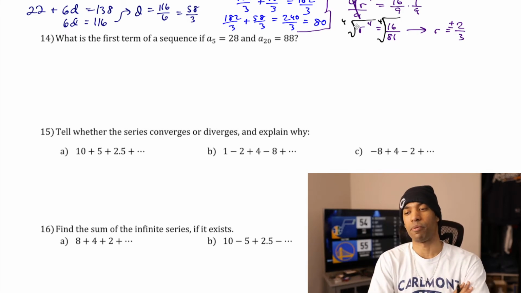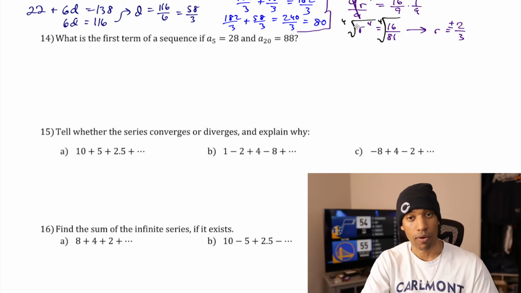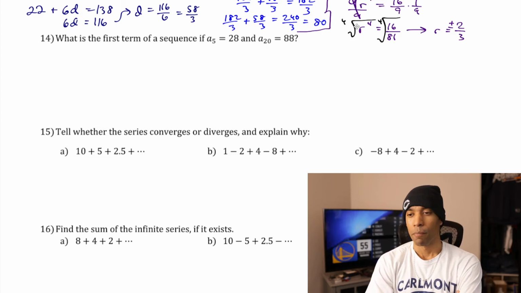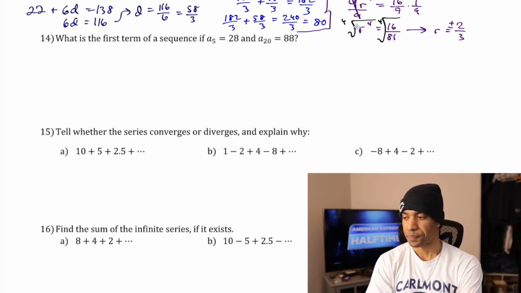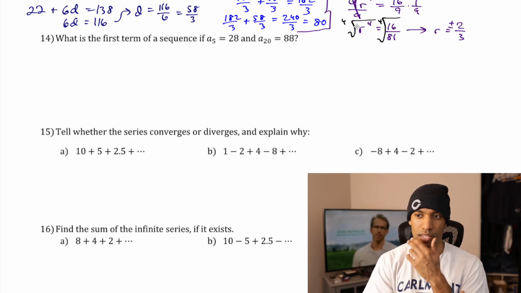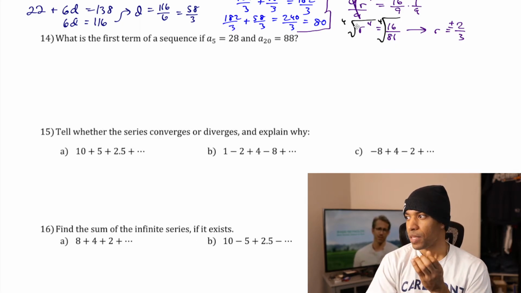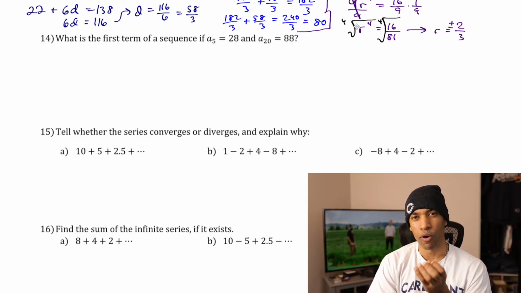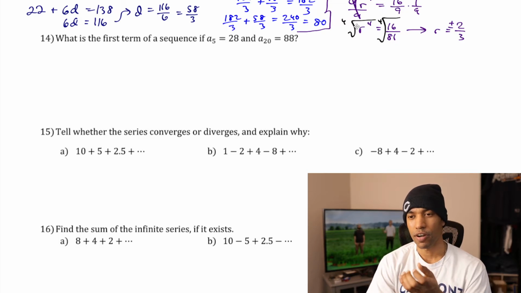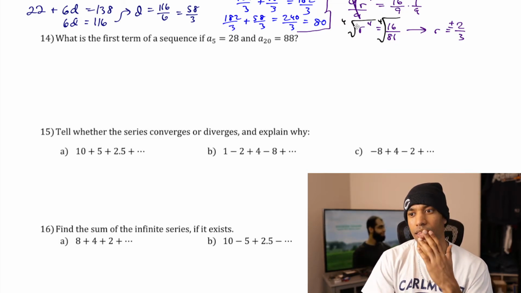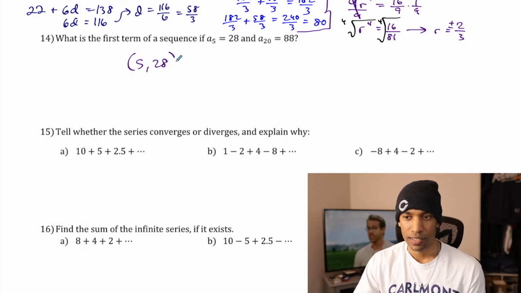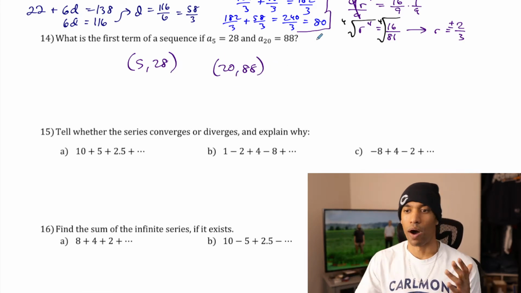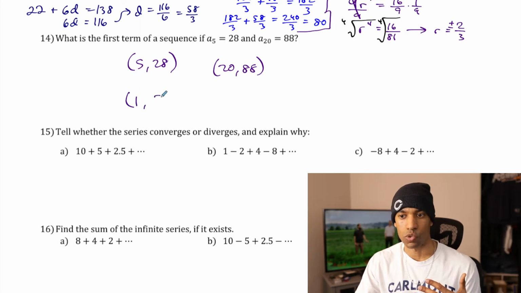Okay, this is one of those good examples of this could be used as a geometric mean problem. You could find the common difference that way. But you can work things out in a different way as well to assist you. This is very slope-intercept form kind of stuff, as in, if x is 5, y is 28, and if x is 20, y is 88, and we want to find out what y is when x is 1.